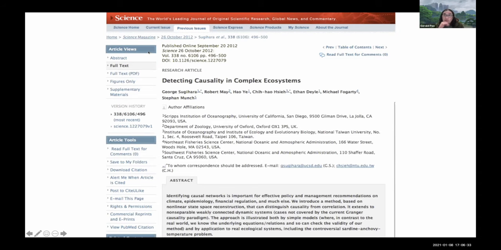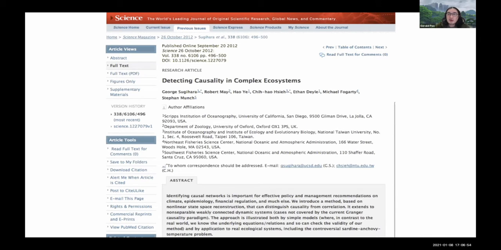So what I'm going to talk about is mainly this paper. This is a famous now paper by George Sugihara, where he found a new method to detect causality, using something called Takens theorem, which I'll go into a little bit.